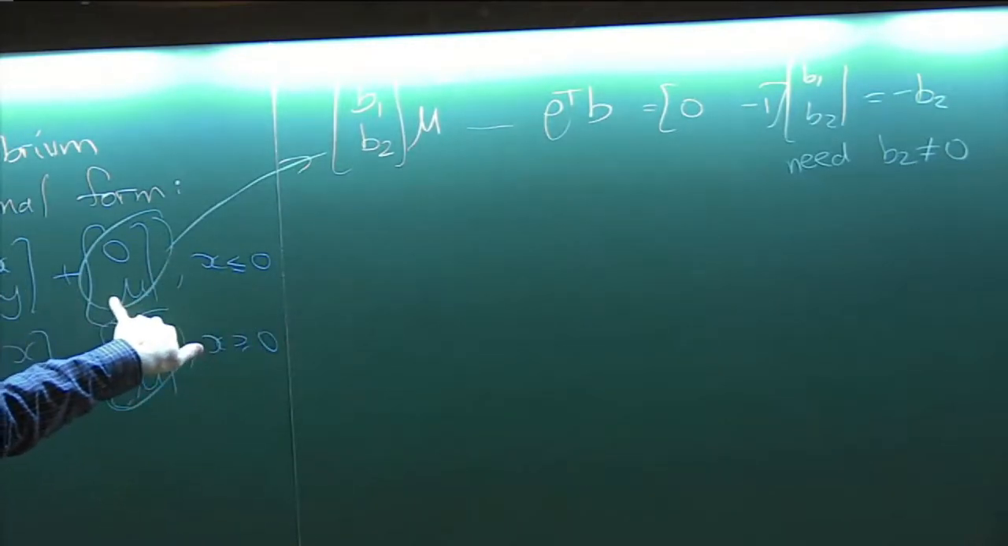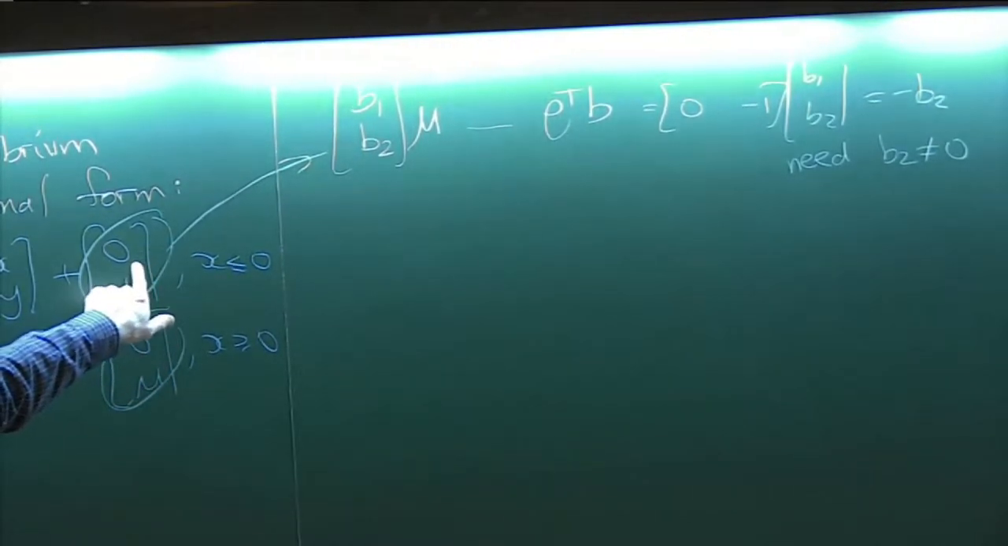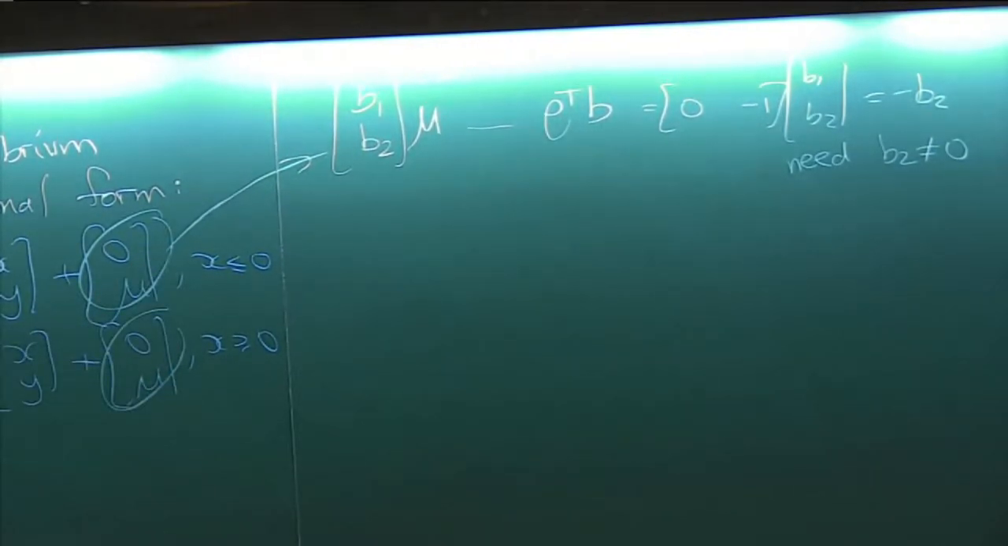And so that's what we've done. We've chosen b2 to be 1. That seems like the simplest thing to do. And then the next simplest thing is to also put in b1 equals 0. So that's why we use this particular vector.